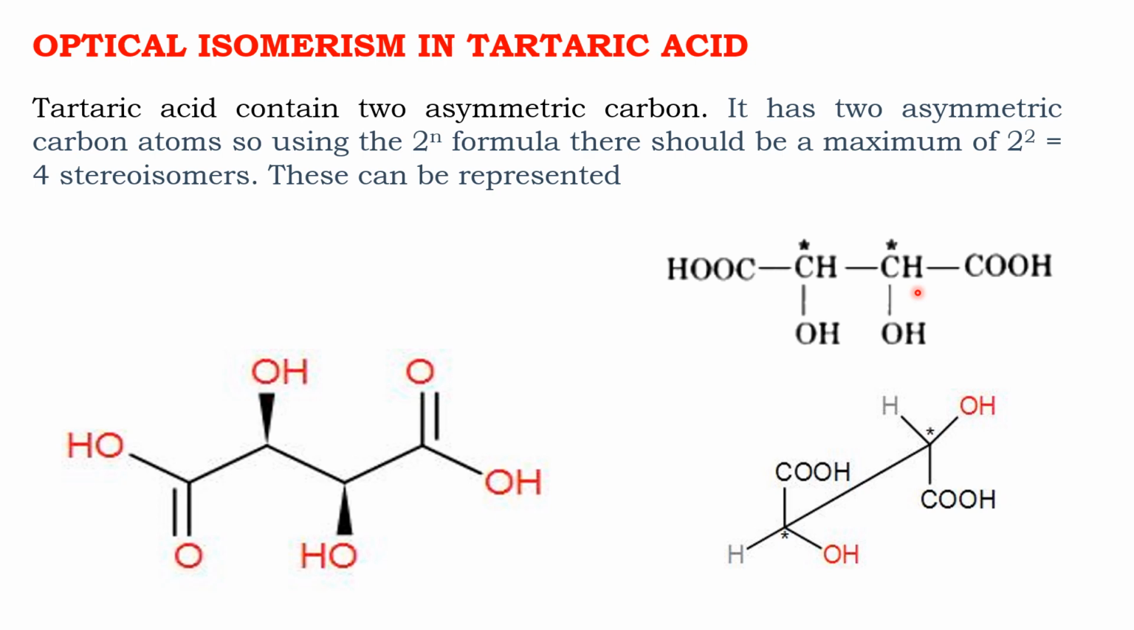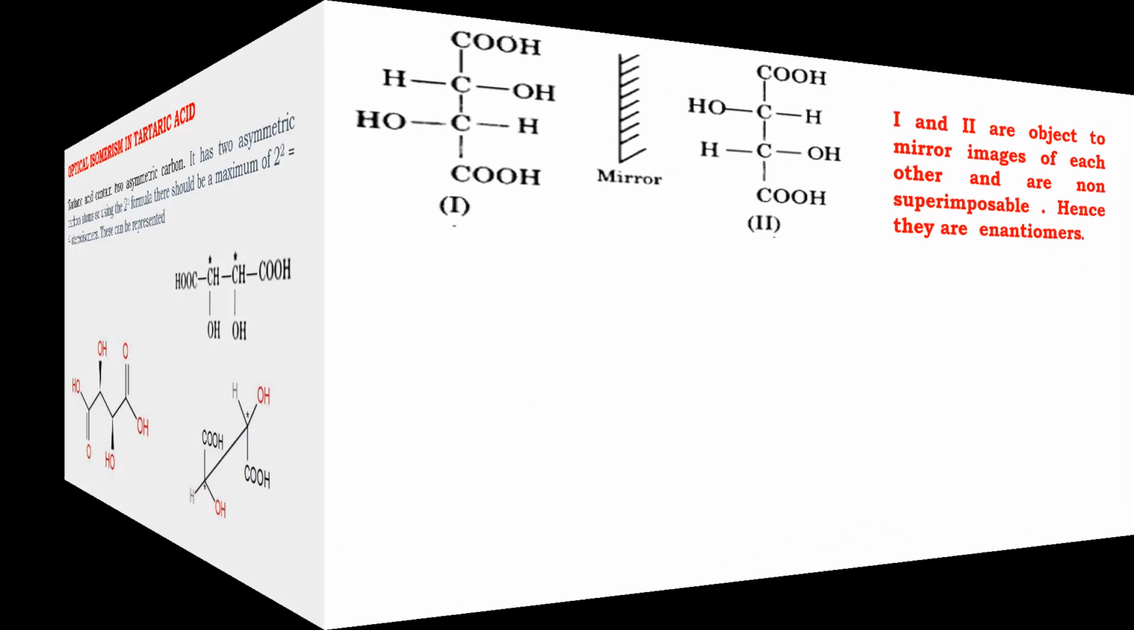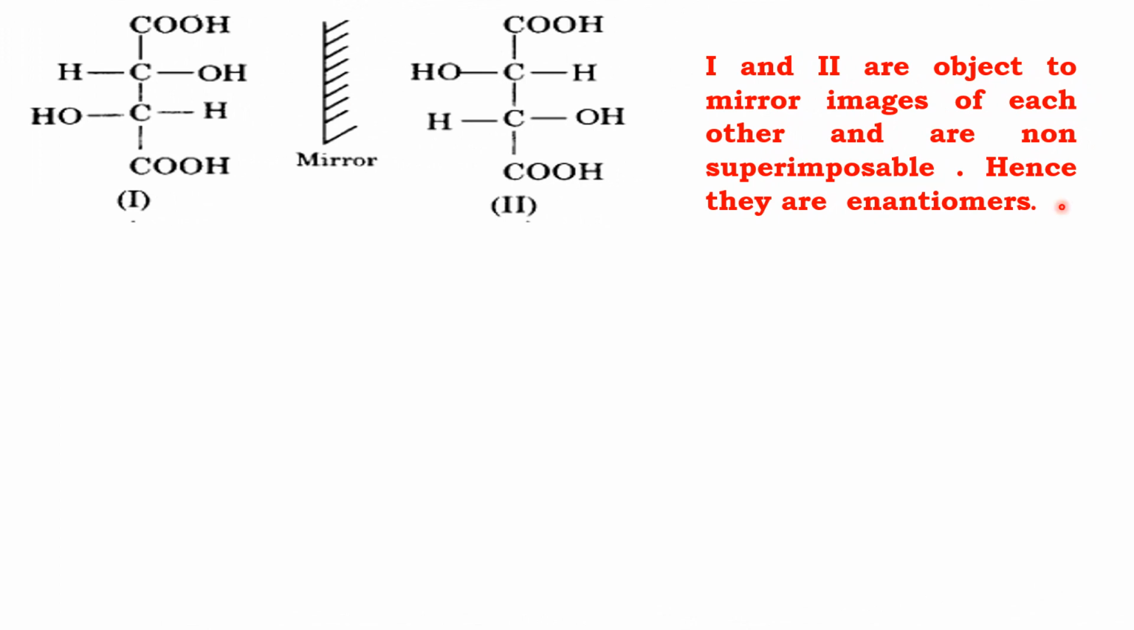But actually 4 isomers are not available. That we have to discuss now. Take down. Now check structures 1 and 2 of tartaric acid. These two structures are related as non-superimposable object to mirror image. And we know compounds which are related as non-superimposable object to mirror image are called enantiomers. So these two are the enantiomeric isomers of tartaric acid.